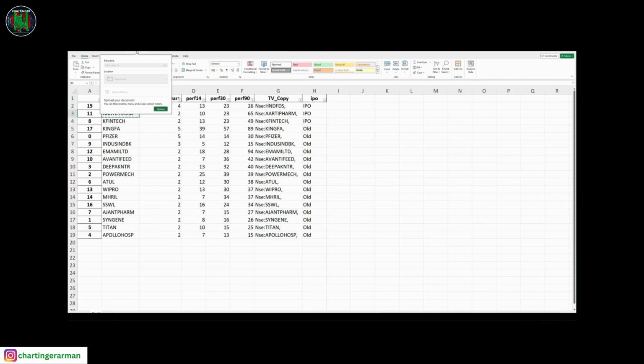Apart from that, I forgot to mention that there is something called as PERF. PERF is nothing but performance of 14 days, performance of 30 days, and performance of 90 days.